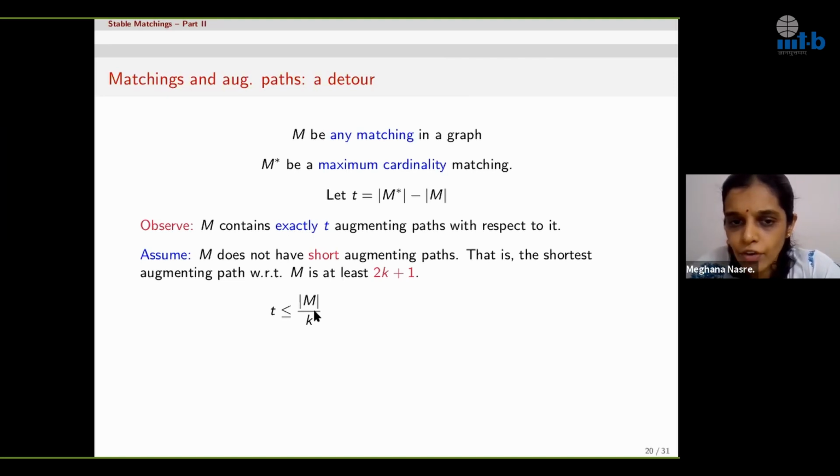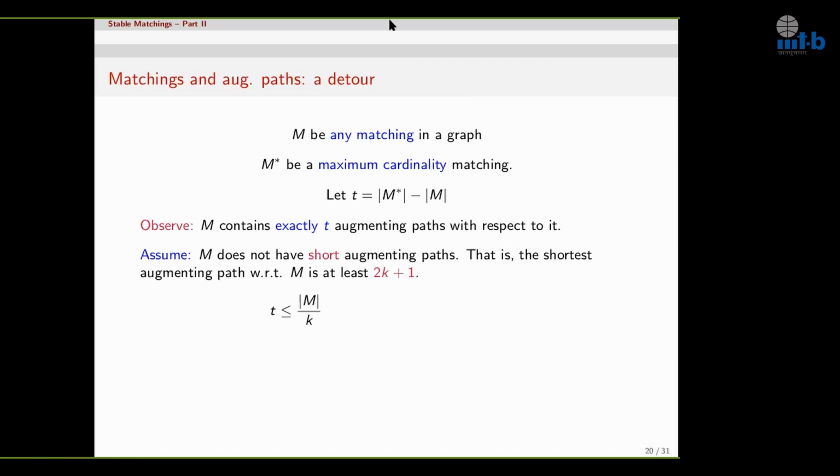Now, where did I get this from? How did I derive that the number of augmenting paths is upper bounded by M over k? Just intuitively, we have a set of edges, we have augmenting paths with respect to that, and all augmenting paths are long. If you have a collection of things and you group them into large things, then you are going to get a small number of groups. That's all we are saying. But how do you formalize this, and how did I get this cardinality of M over k? Any thoughts?